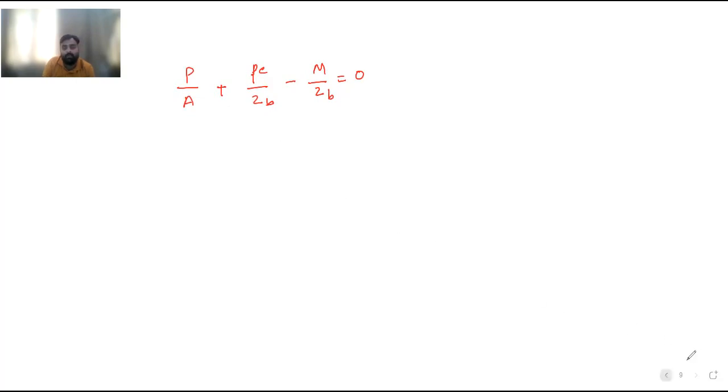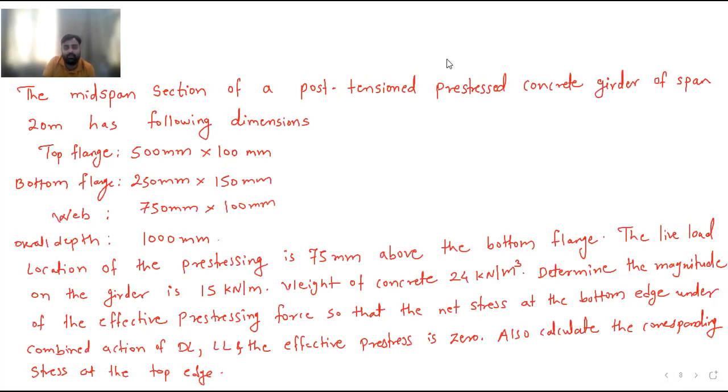I will write the condition over here so that it will be easier for you to solve this. P by A, PE by Z, M by Z at bottom, B, this is plus and this is minus. Now I will give you some time, 10 to 15 minutes. Take the 15 minutes, but solve the entire problem. Okay, solve it now. Try to solve it.